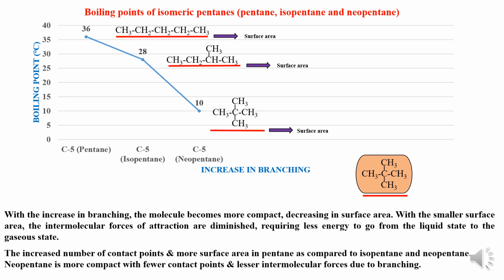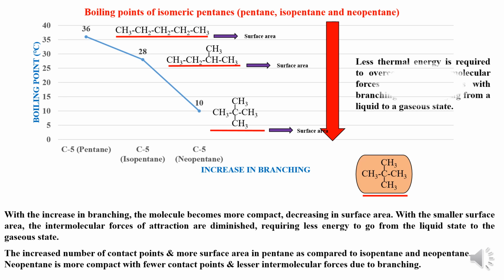So, neopentane is more compact with fewer contact points and lesser intermolecular forces due to branching. So, with the increase in branching, less thermal energy is required to overcome the intermolecular force between the molecules. So, less thermal energy is required to overcome the intermolecular forces between molecules with branching when changing from a liquid to a gaseous state.